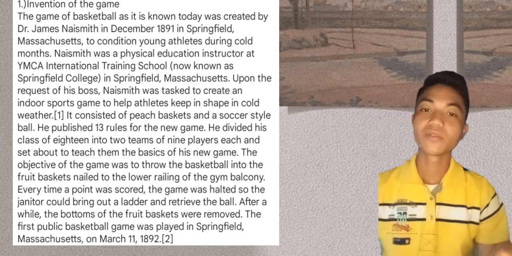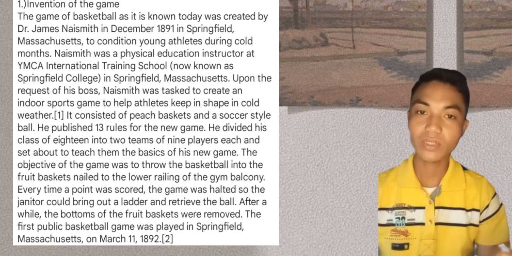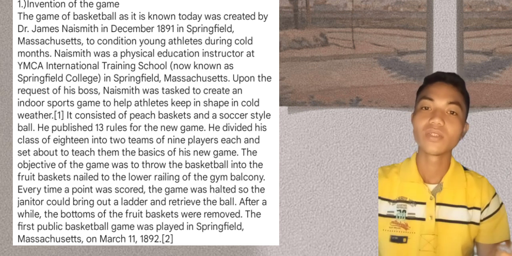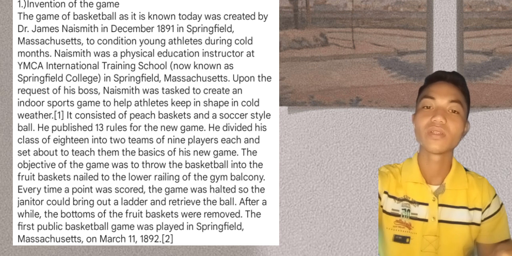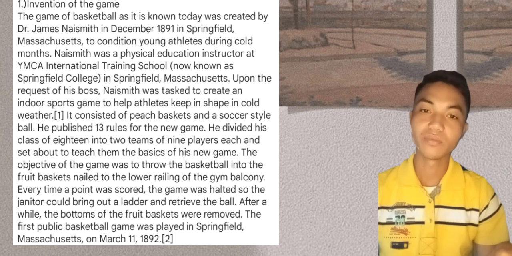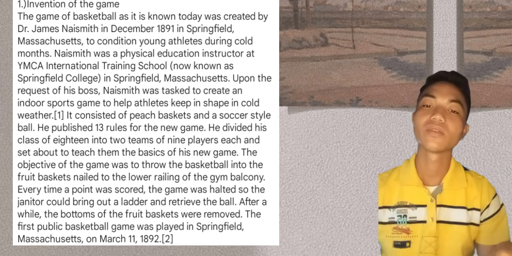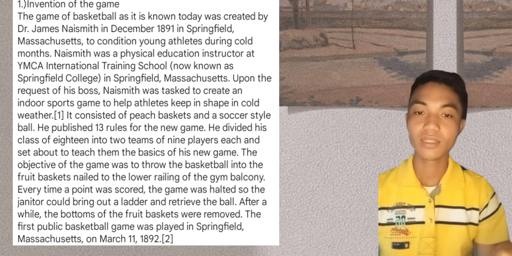The objective of the game was to throw the basketball into the peach basket nailed to the lower railing of the gym balcony. Every time a point was scored, the game was halted so the janitor could bring out the ladder and retrieve the ball. After a while, the bottom of the fruit basket was removed. The first public basketball game was played in Springfield, Massachusetts on March 11, 1892.